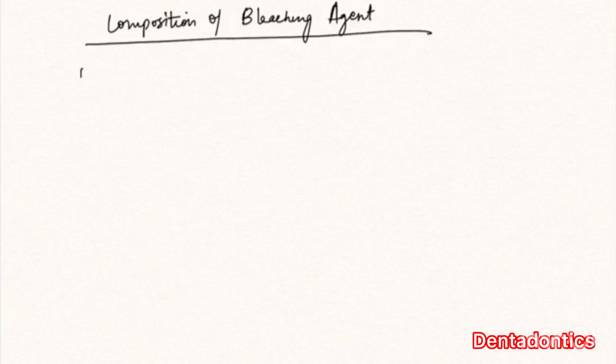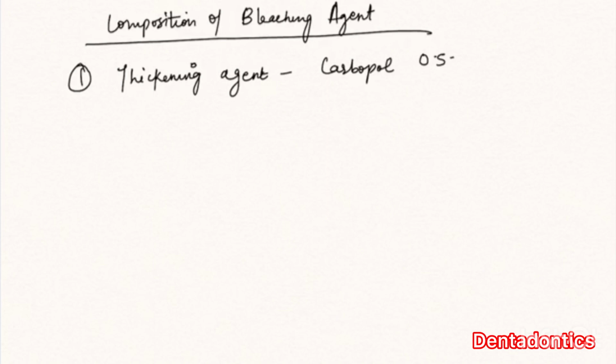So now coming to the composition of the bleaching agent, first is the thickening agent, which is carbopol, consisting of 0.5 to 1.5% of high molecular weight polyacrylic acid. What is the function of the thickening agent? It increases the viscosity, which helps in the retention of the bleaching agent on the tooth surface. Increased retention will increase the bleaching time, which leads to whitening of the tooth structure. Then it increases the active O2 release with respect to time, which causes the tooth whitening.